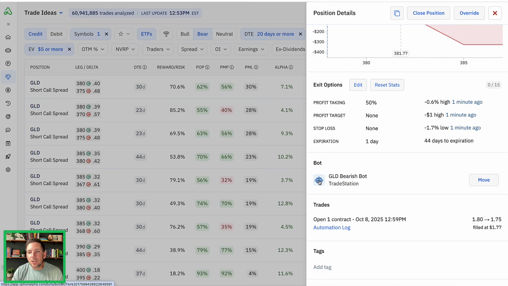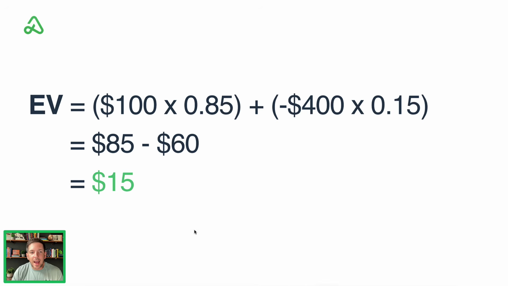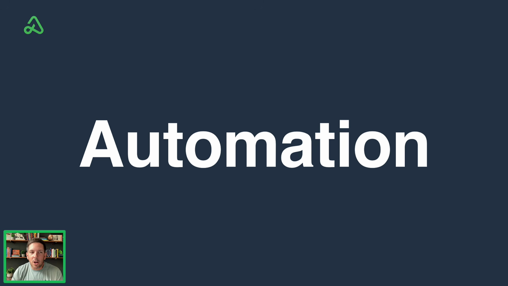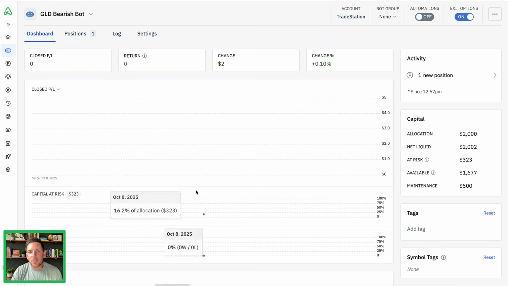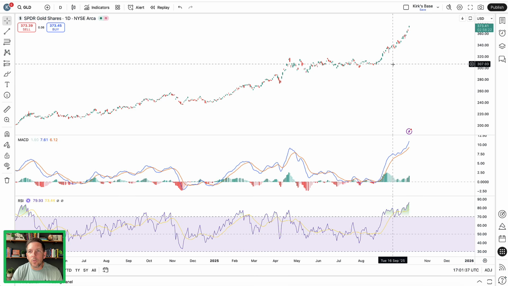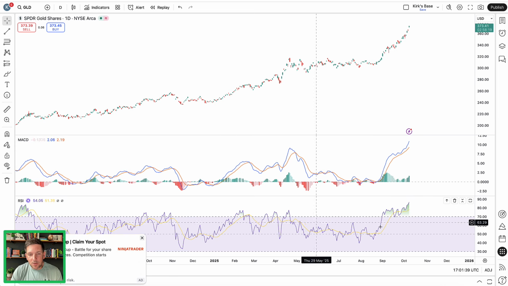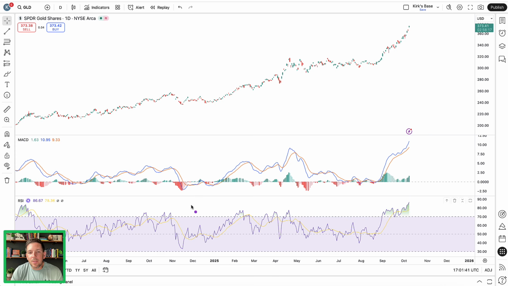Now, the next thing that you can do inside of your bots is start to do some automation. So let's talk about automation here, because maybe you don't want to go find individual trades one by one like we did here. That was a hybrid approach that I just went through, where I found a trade, but then used automation to manage the position using exit options. You can do something similar inside of your bots by fully using automations. So let's say we are thinking about gold or any other types of positions, and we use RSI, and we believe that RSI is a good indicator for us to use.